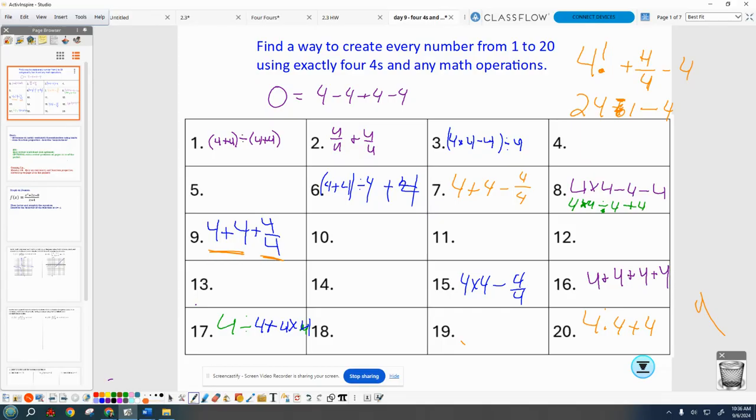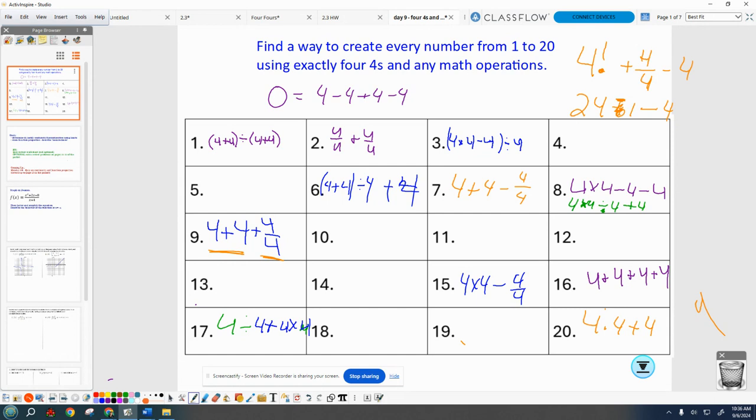No. So, some people did square root to get a 2 and then do something with that. Just trying to get you to think. And there are more ways than what's up here to get any particular number. Just want you to go through the exercise of thinking and remembering order of operations and all of that.